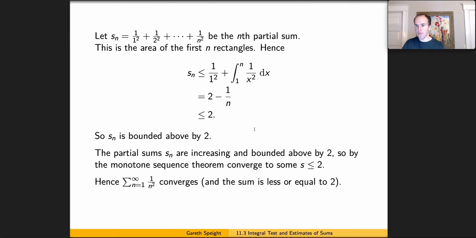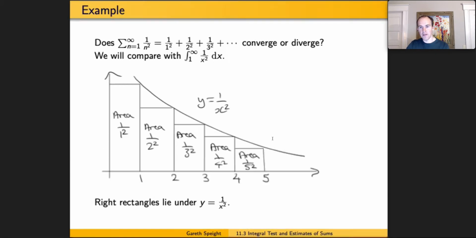Okay, but talking about the convergence of Sn and talking about the convergence of the series are the same thing. So the series is going to converge to something that's less than 2. Okay, so here was the idea, very clear hopefully in the picture, right? The sum we're interested in was the sum of areas of these rectangles. The rectangles lie below the curve. We can estimate the area under the curve as an integral. And that integral is finite, so we can say that the sum of areas of the rectangles is finite.